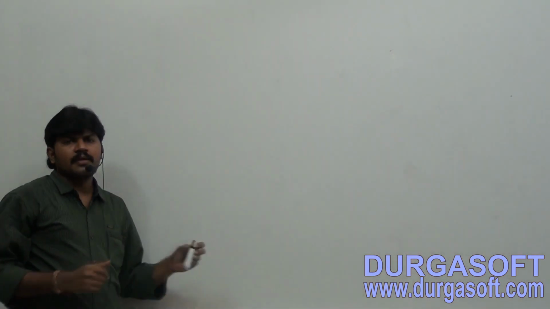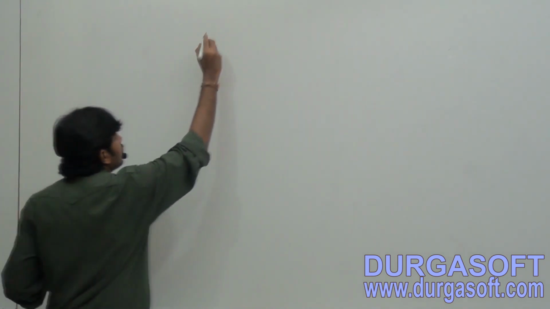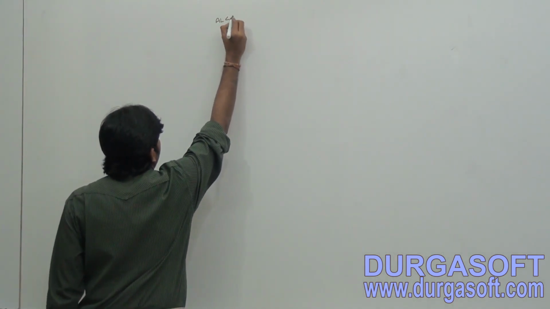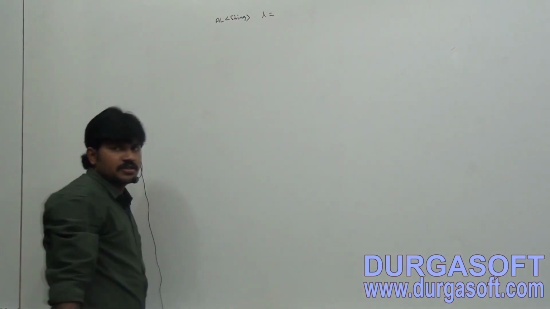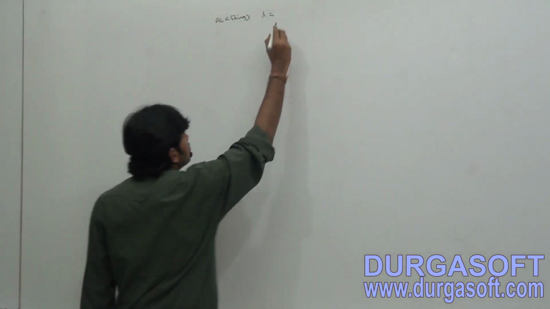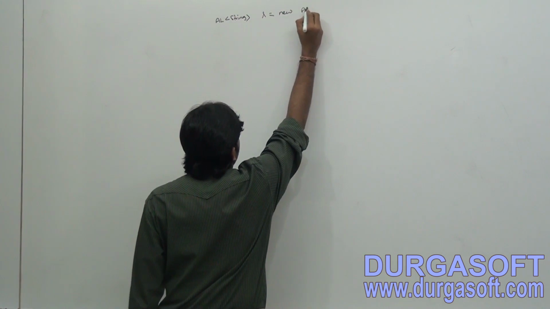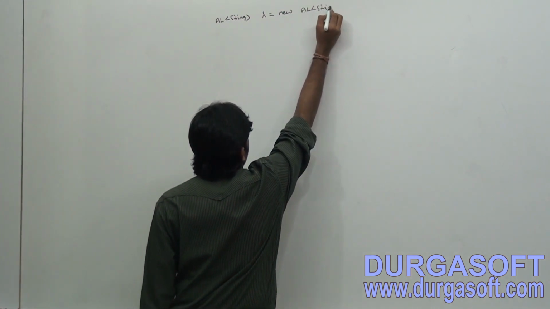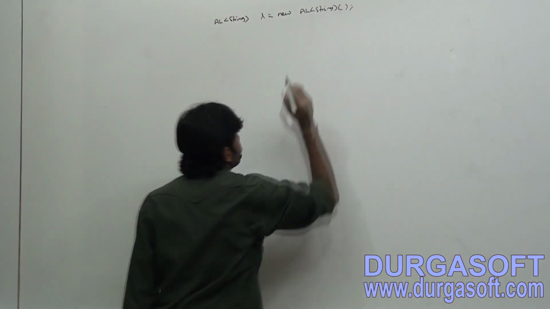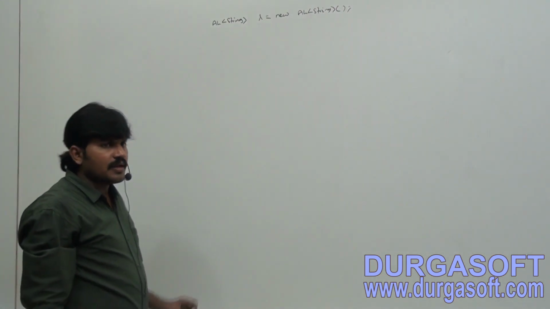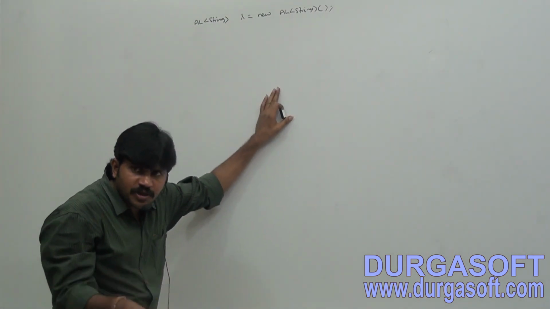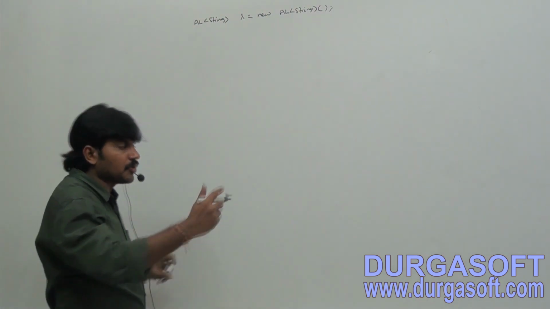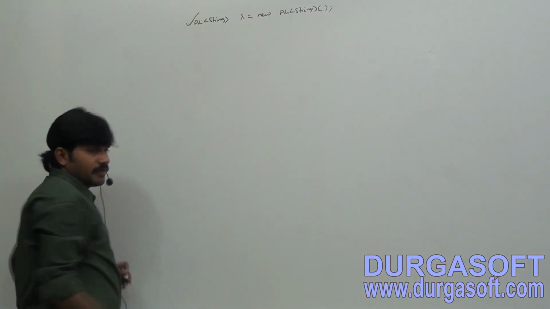Sir, I am taking array list of string L. Array list of string L is equal to new array list of string. Valid or not? L is what type? Array list of string. It is always expecting what? Array list of string type only. That's why no problem at all, valid.